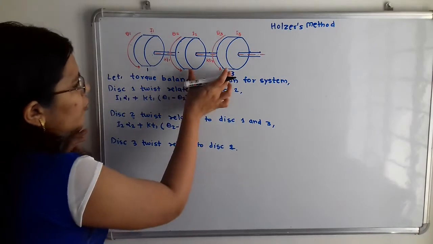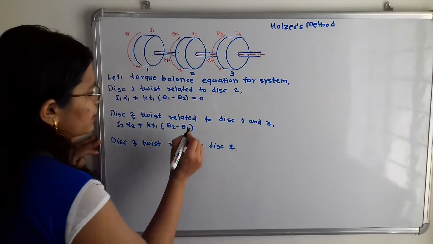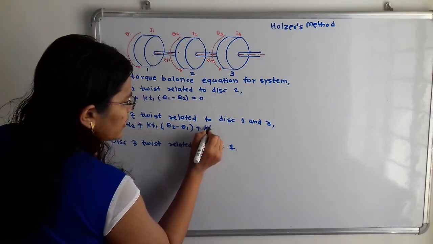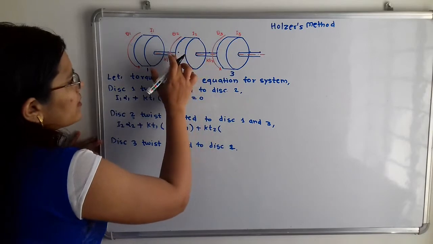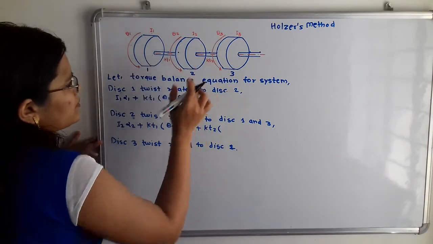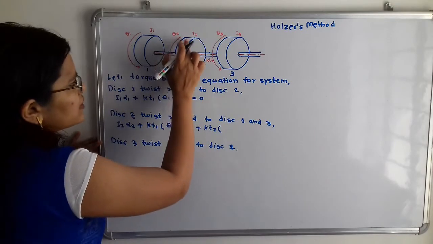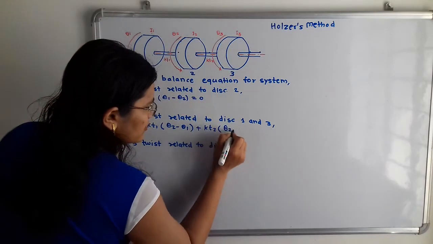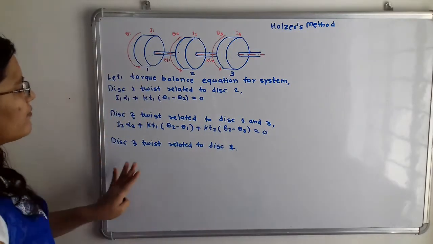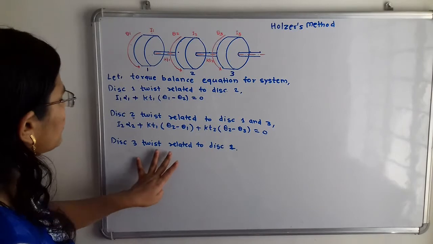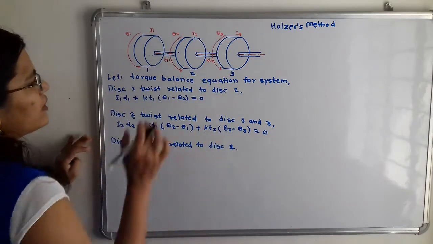Again, it is attached to the shaft having stiffness KT2. So write plus KT2 in the bracket. Now we again write the difference of angular displacement. For disc 2 we write theta 2 first, that is, theta 2 minus theta 3, which is equal to 0. Now we move to the next, disc number 3. It is in contact with disc 2.